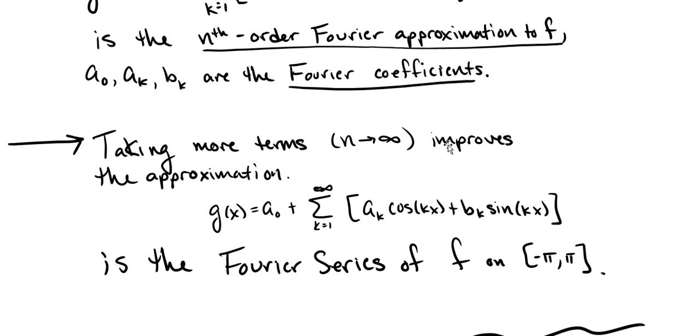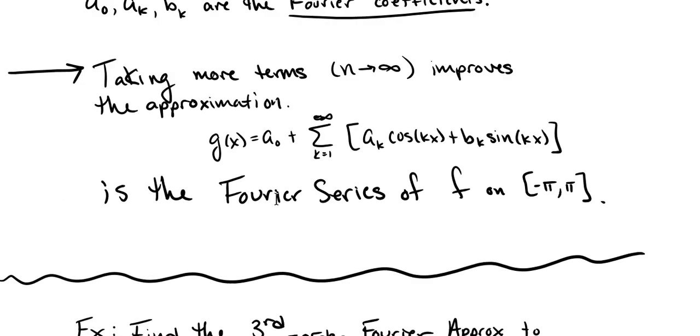So when you take n all the way to infinity, you never stop taking more and more basis vectors. In that case, really reminiscent of Calculus 2, we call this the Fourier series of f on the interval from negative pi to pi. That's what this function is called. There are conditions that you can find. Well, we'll leave it at that. So I don't want to do much with this.